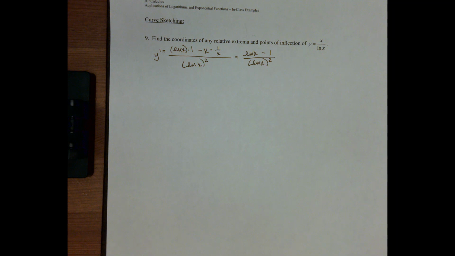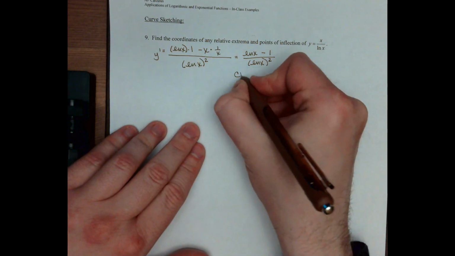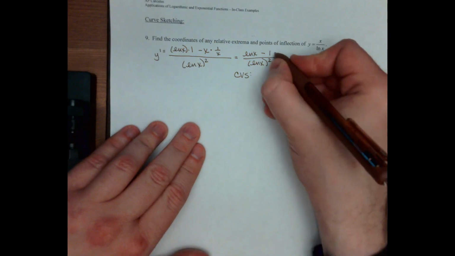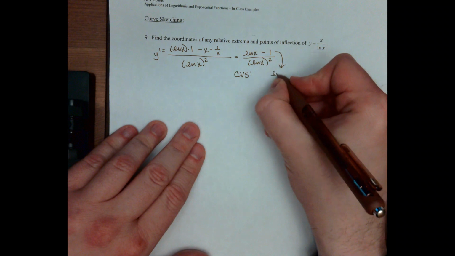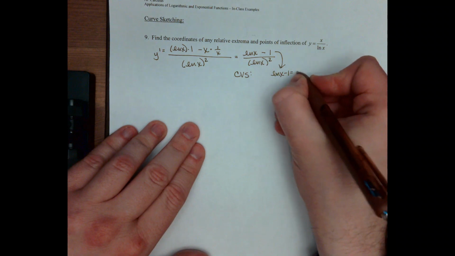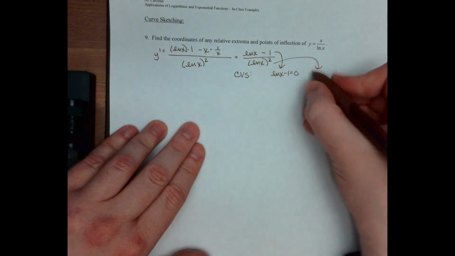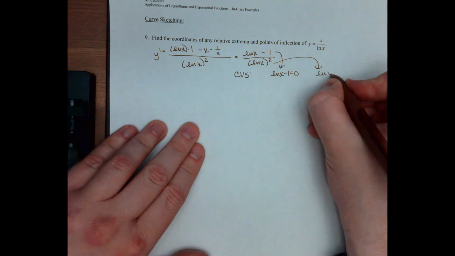Sorry for that. Now I need to make my number line. I need to find my critical values. I need to figure out what makes the derivative equal 0 and what makes the derivative undefined. I hope this is sounding vaguely familiar from term 1. I need to get my critical values. Where are they coming from? They're coming from saying the natural log of x minus 1 equals 0, and they're coming from saying the natural log of x equals 0.